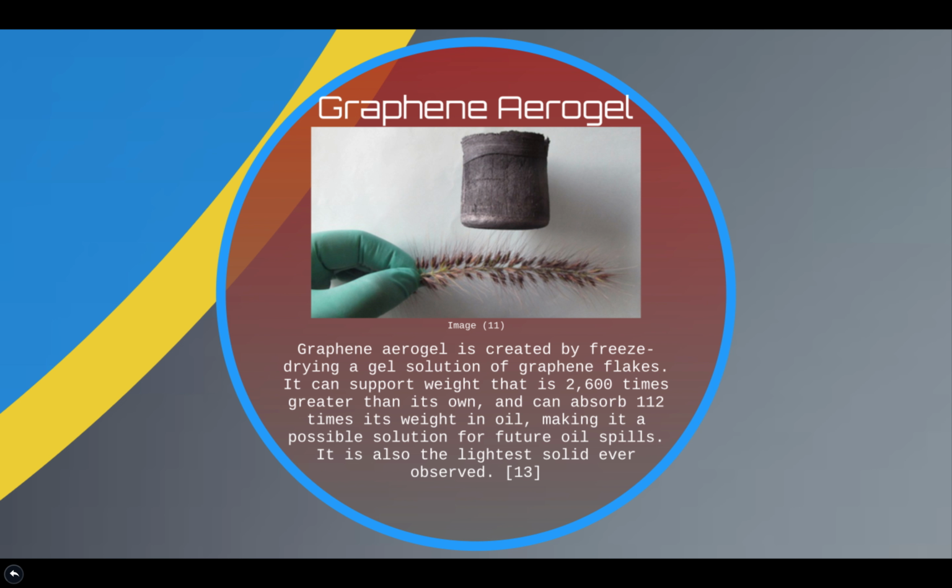Graphene aerogels are created by freeze-drying a gel solution of graphene. The resulting material can support 2,600 times its own weight and can absorb 112 times its weight in oil, making it a possible solution for any oil spills in the future. It is also the lightest solid material in the world. In the picture, you can see a 1-inch wide cube of aerogel resting on the fiber strands of a blade of wheatgrass.